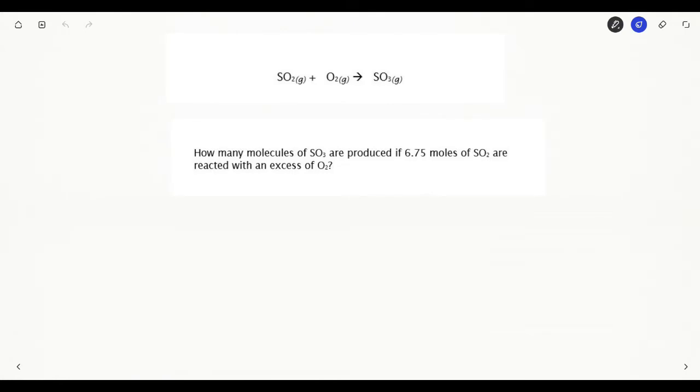Unfortunately, not every chemical equation balances out to be a 1-to-1. Let's take a look at a problem where we have a different mole ratio. My question asks how many molecules of sulfur trioxide are produced if 6.75 moles of sulfur dioxide are reacted with an excess of oxygen. Again, I am given sulfur dioxide, I am asked about sulfur trioxide, so I know I need to do stoichiometry, which means I need a balanced chemical equation. If I look at the chemical equation that was given to me, I can very easily see, no, this is not balanced, so let's balance it. Now I can move on to my math.